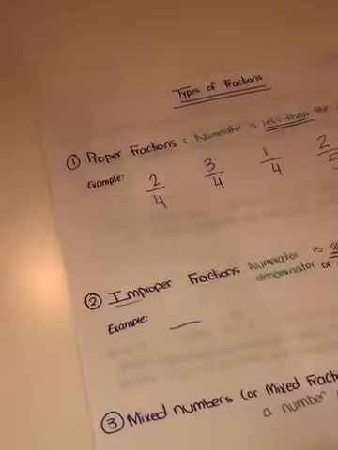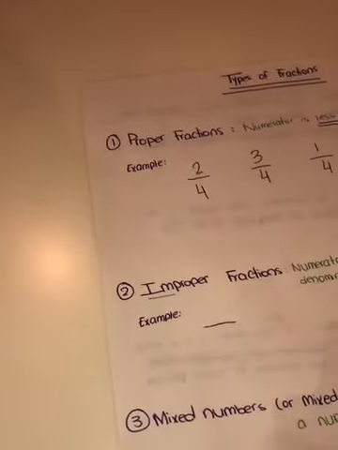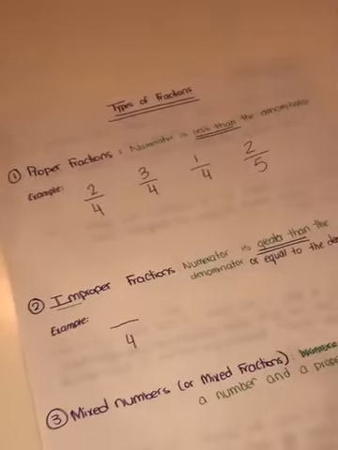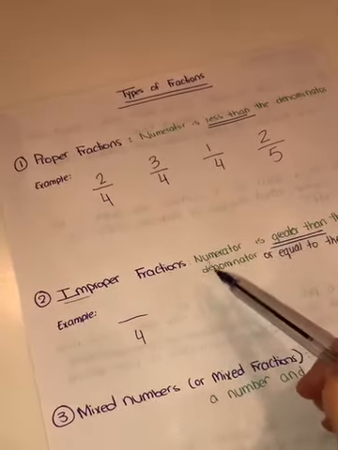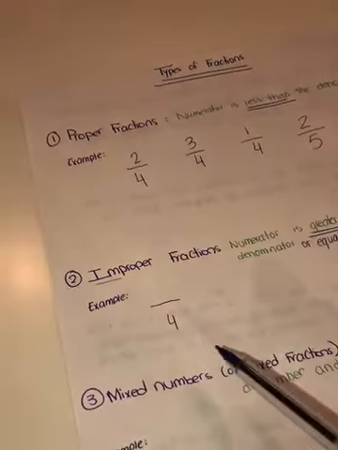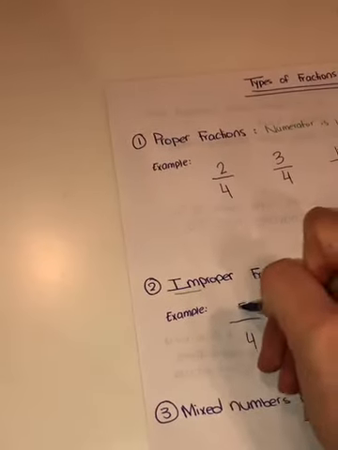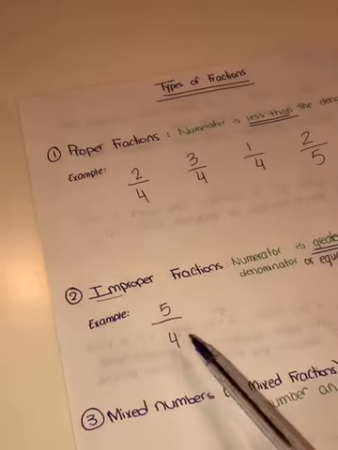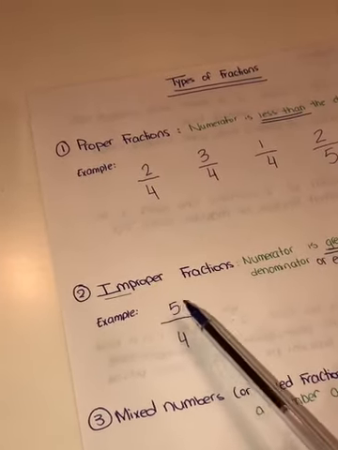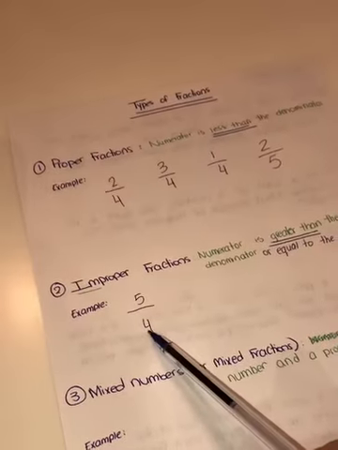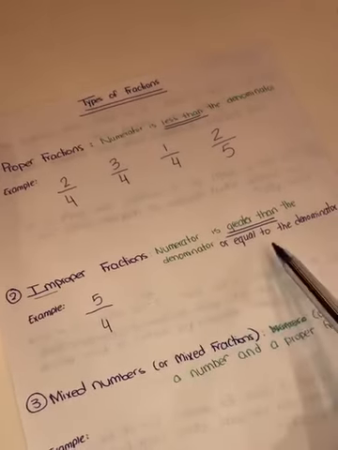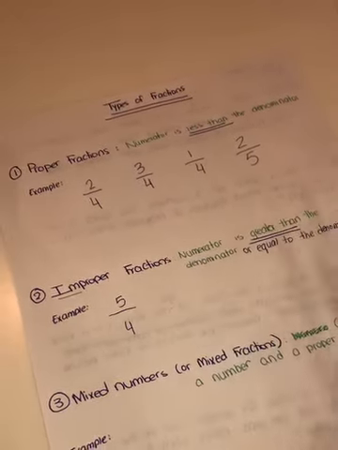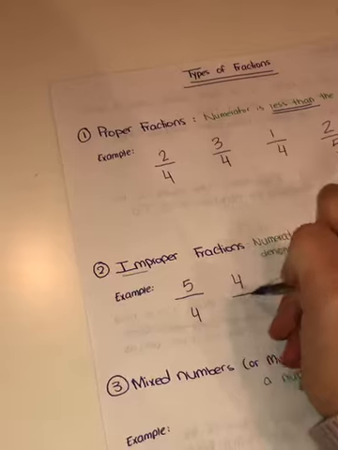Here's an example. Let's think of any denominator. 4 came to my mind. So now the numerator should be greater than the denominator for it to be an improper fraction. What's greater than 4? 5 or 6 or 7 or 8 and so on. So this is an improper fraction because the numerator is greater than the denominator. Now, also, when the denominator is equal to the numerator, this is also called an improper fraction, like this.